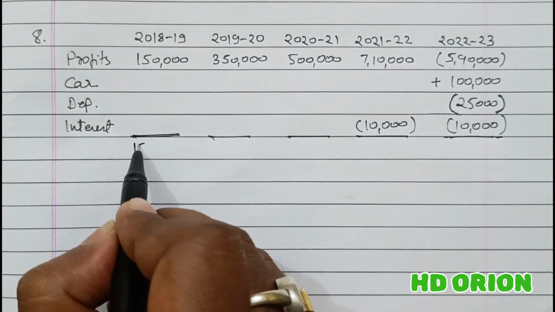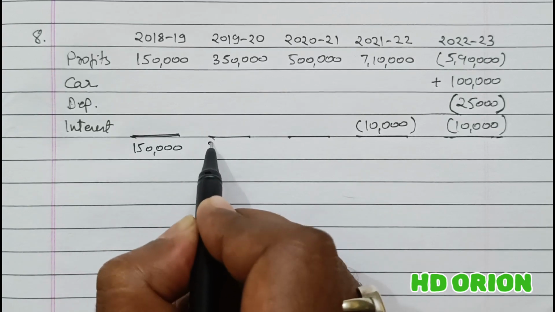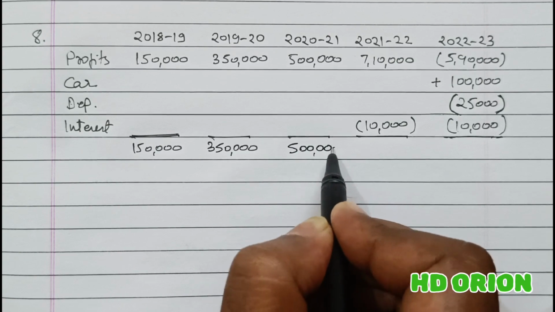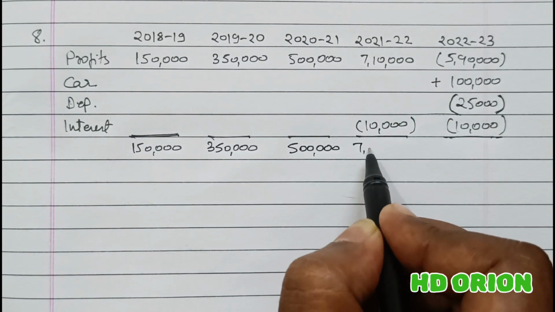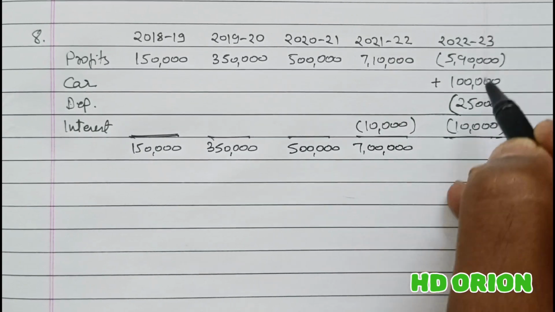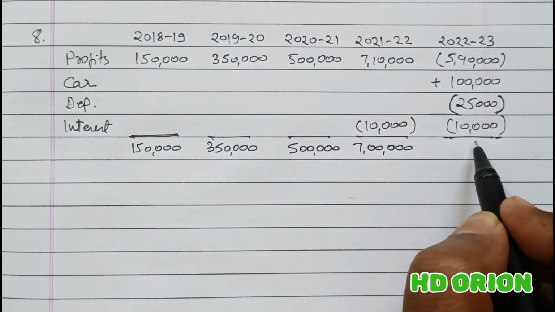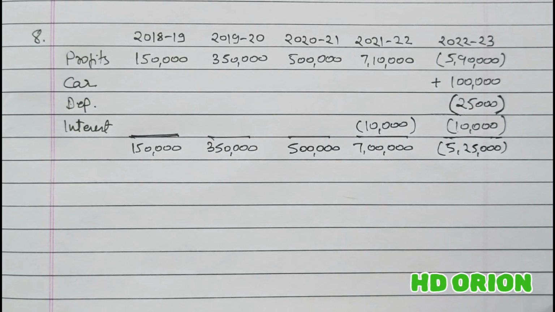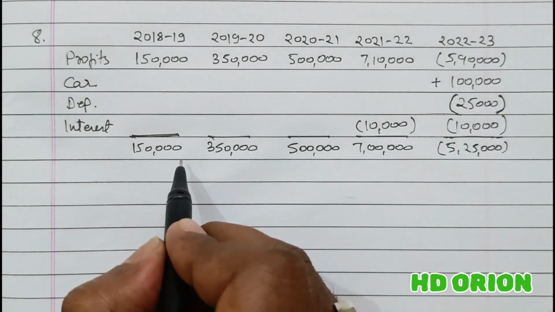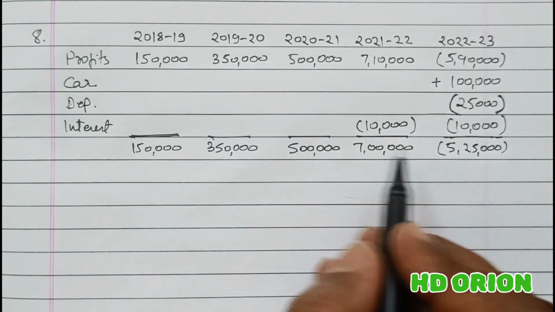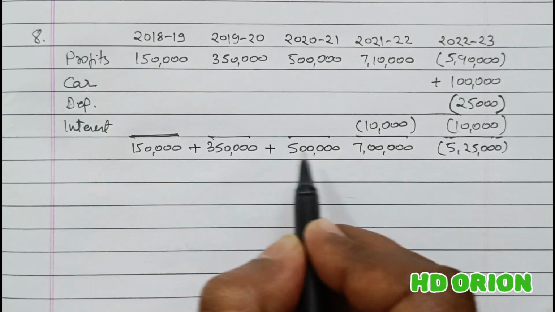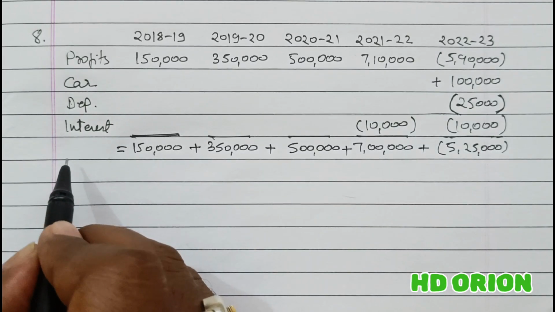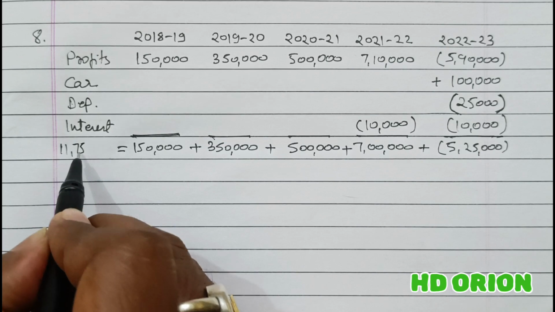Fine, here it is 1,50,000, 3,50,000, 5 lakh. When you subtract this, you get 7 lakh, and when you add all these, you get rupees minus 5,25,000. Fine. Now we have to take average profit of these profits, so we will add this. Grand total of which I am writing this side, it is 11,75,000.